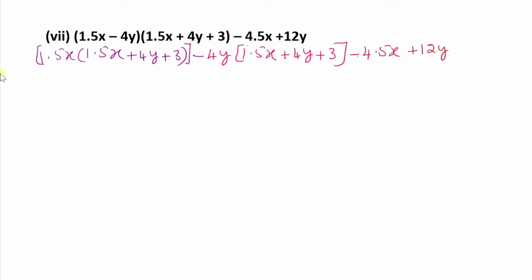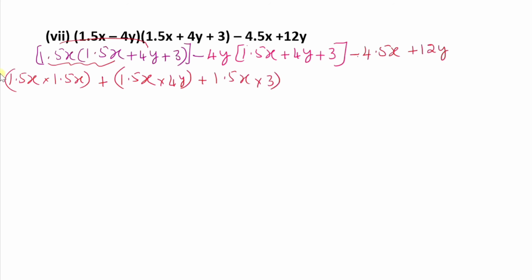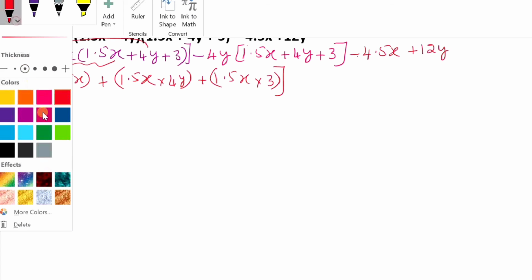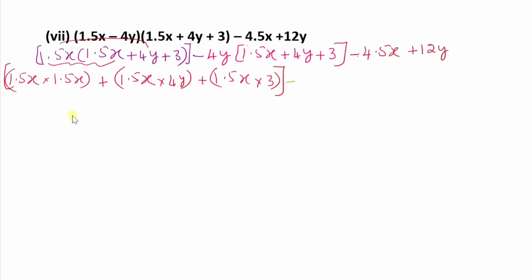1.5x into 1.5x, that is the product of these two, plus 1.5x into 4y, plus 1.5x into 3. This is the simplified form of the first term and this trinomial. Similarly, you find the product of minus 4y into this trinomial.